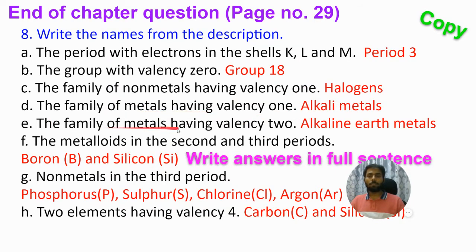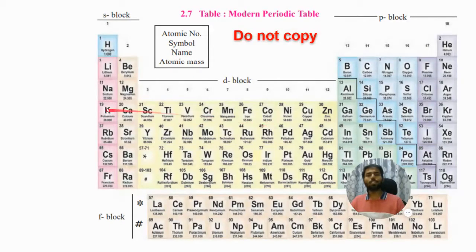Okay. Similarly, family of metals having valency 2. Group 2 will have valency 2 and group 16 will also have valency 2. Group 16 also has valency 2. Group 2 also has valency 2. But group 16 is made up of non-metals and metalloids. They have asked only about metals. So for metals you will only take group 2. Group 2 again has a special name. Group 2 special name is alkaline earth metals.